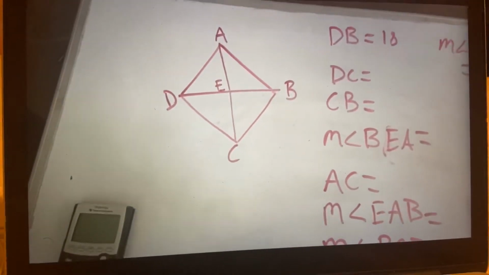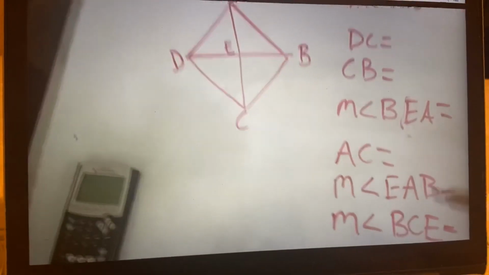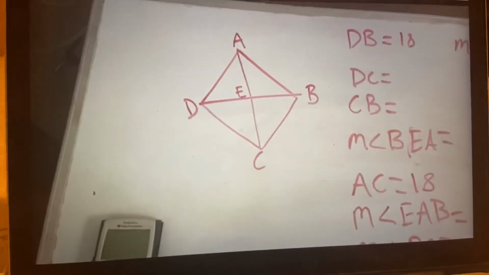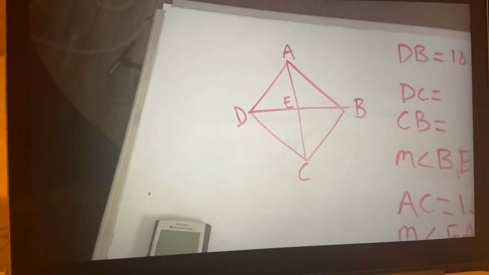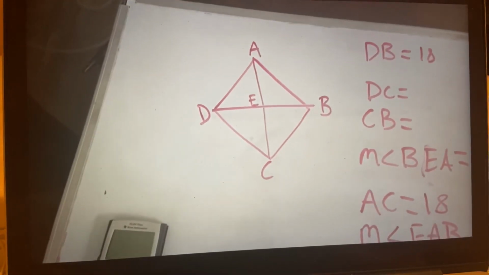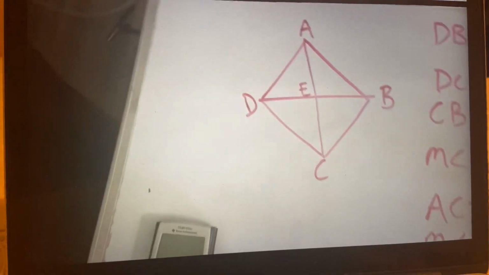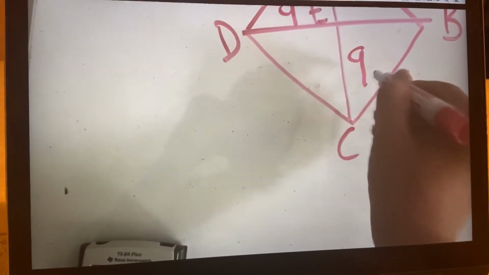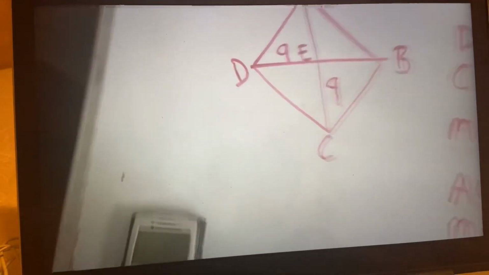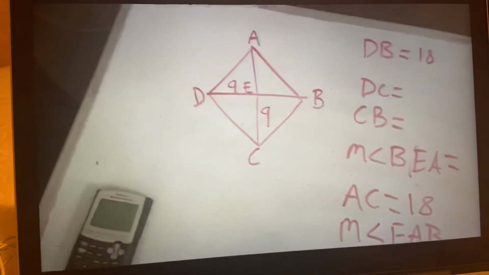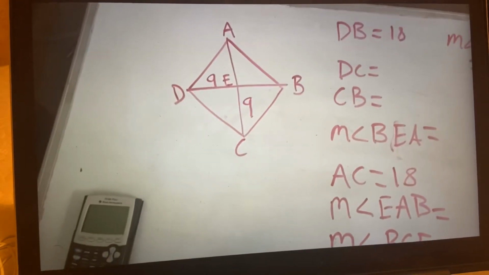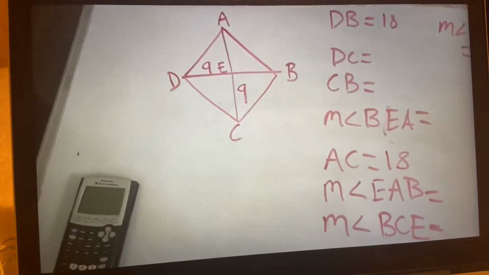So, we know that diagonals are congruent, so we could say AC is also 18, the other diagonal. Okay, and diagonals bisect each other, so we know that this angle right here is 9, along with this angle right here is 9. Okay, we'll use that later.